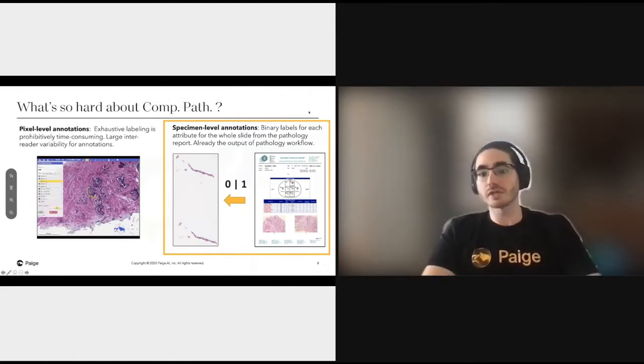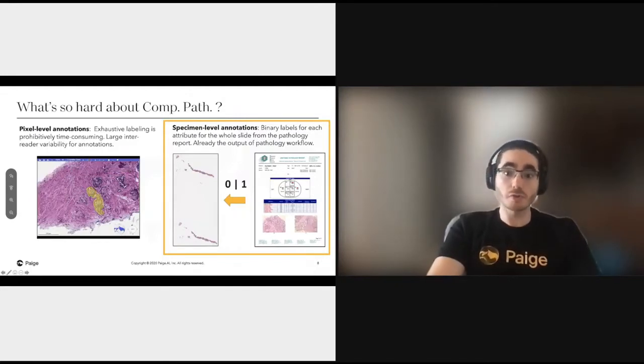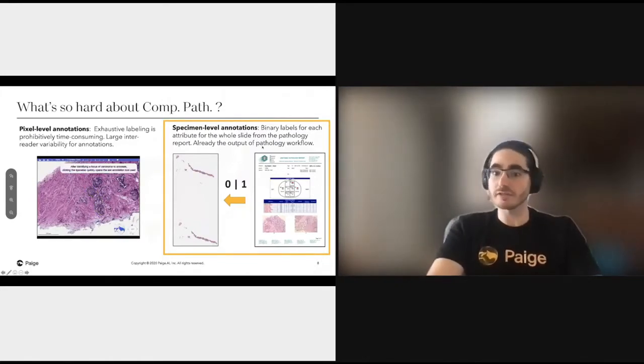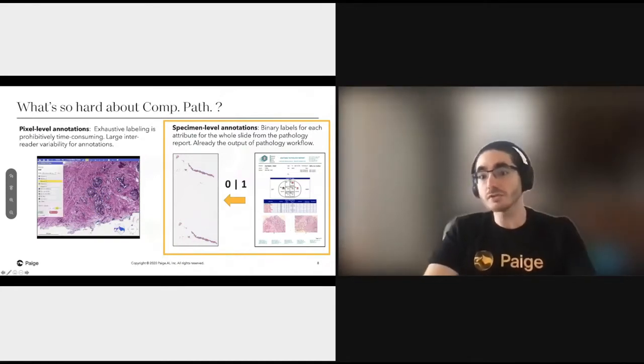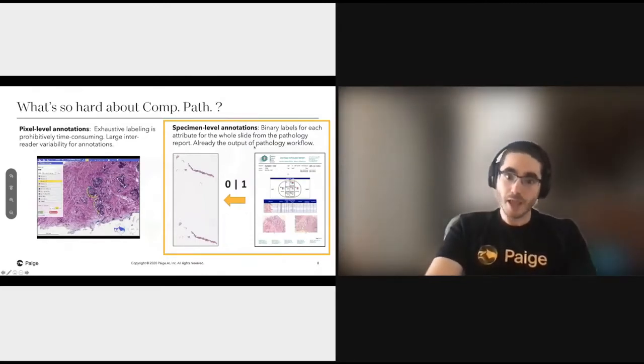But one other thing you can do is leverage the fact that the pathology workflow we have seen in previous slides already creates an output, in the form of these reports. What you can do is simply mine those reports to extract the labels that you care about. And this is what we are going to do for this work.